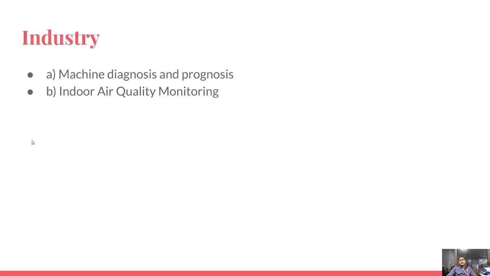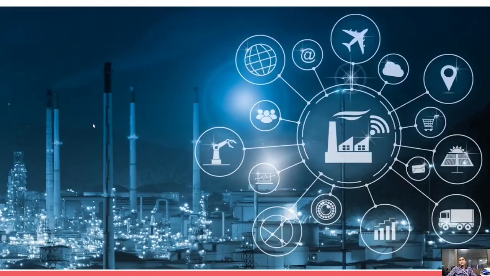Next category is industry. In industry, the Internet of Things can be used in sectors such as machine diagnosis and prognosis. Using the machine diagnosis and prognosis functions, we can not only detect failures in a machine. Basically, diagnosis is finding the failures or issues in a machine. We can also do prognosis, which means we can predict when a machine is going to fail.